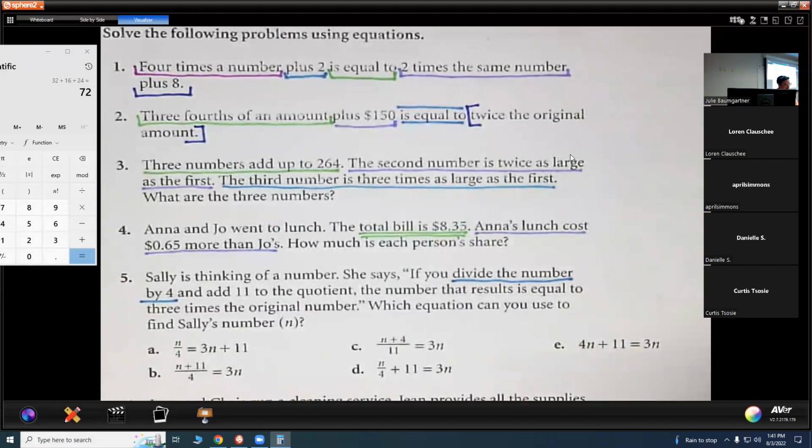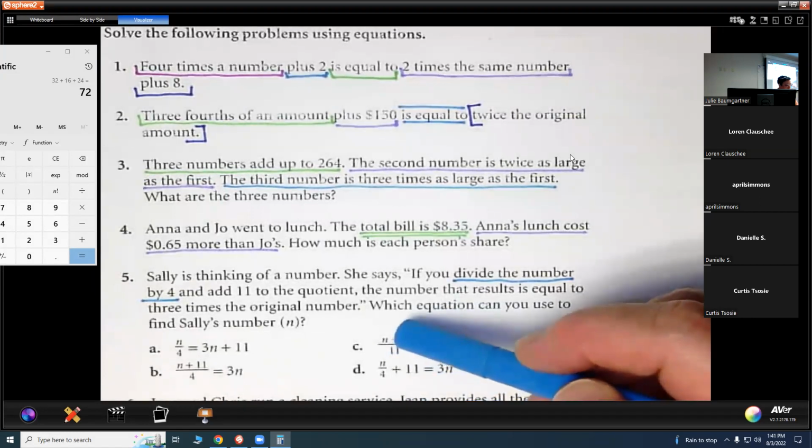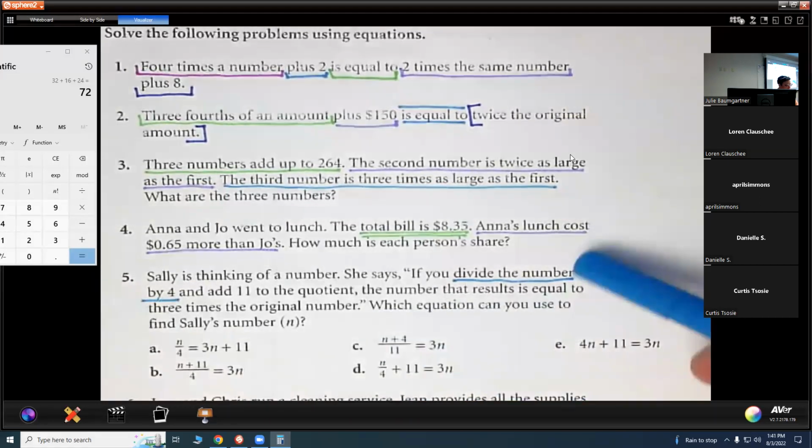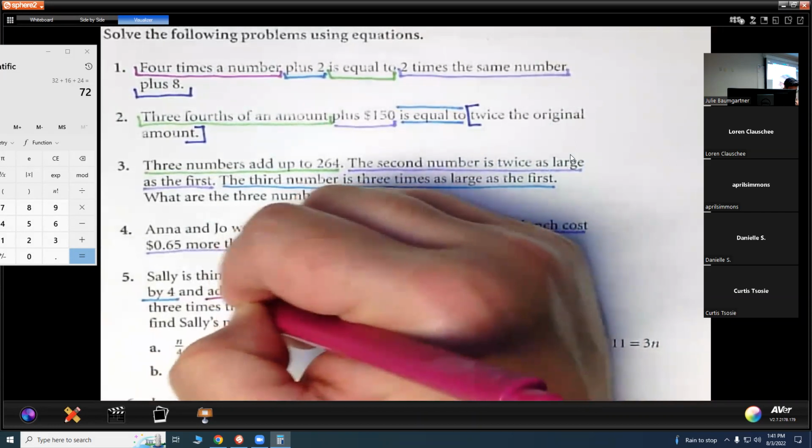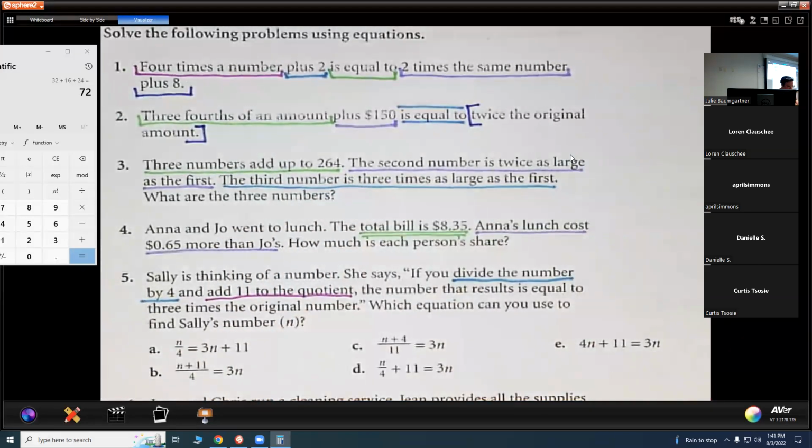No, because that means the 11 is being divided by both the 4 and the n, and here it's only dividing by 4. We're adding 11. Okay. Good.